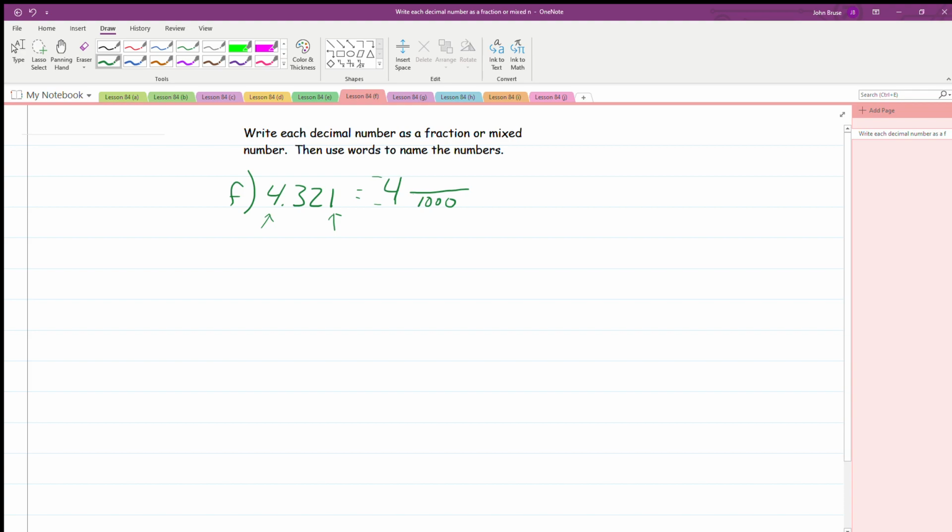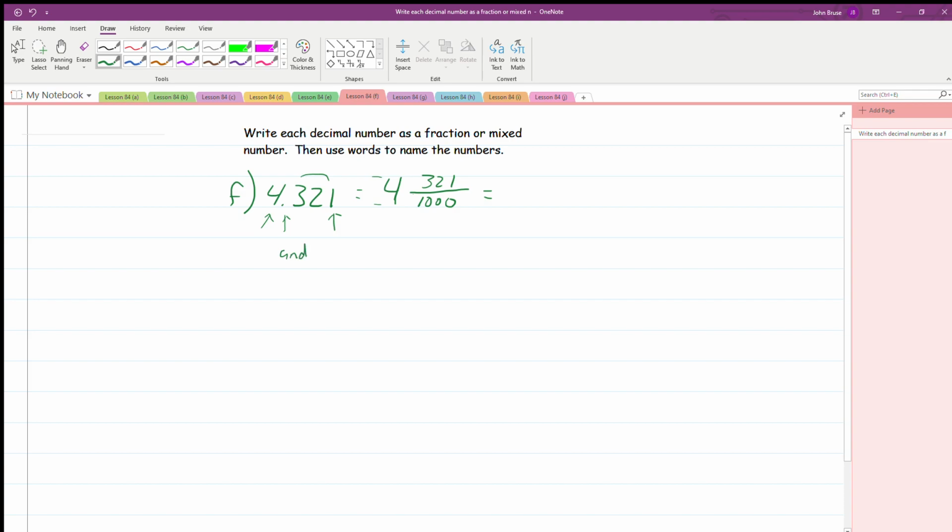So we've got thousandths here, and then this number is going to be our numerator. So it's 4 and 321 thousandths. And to write it in word form, you say it just like we've been saying it. So remember this decimal here is your "and."